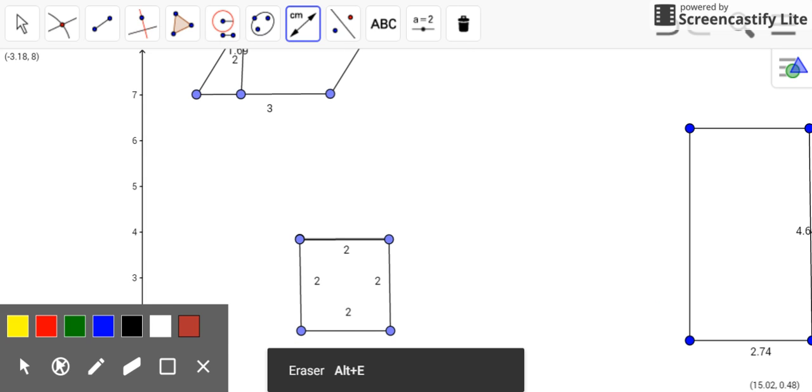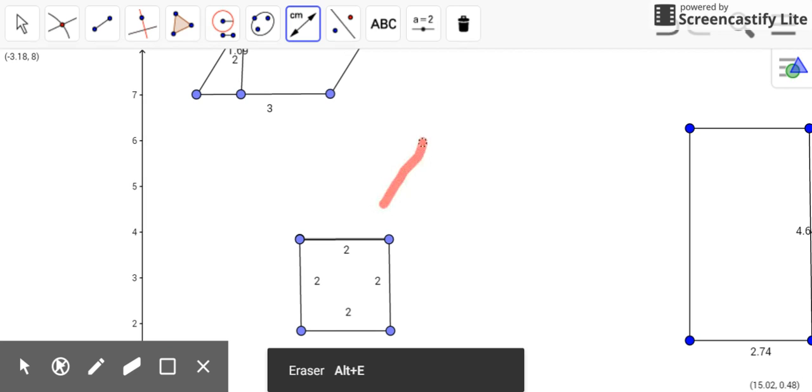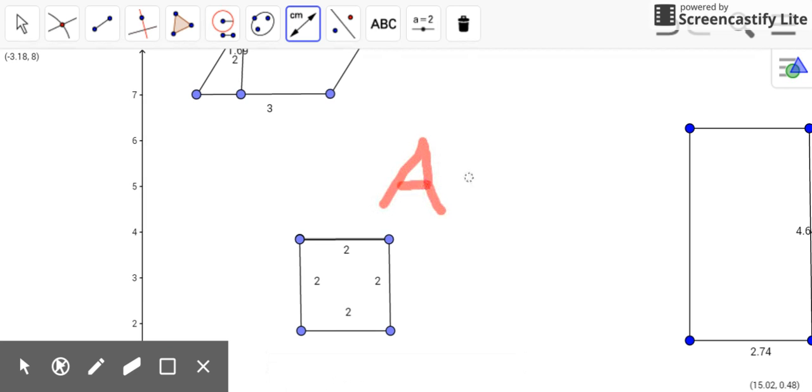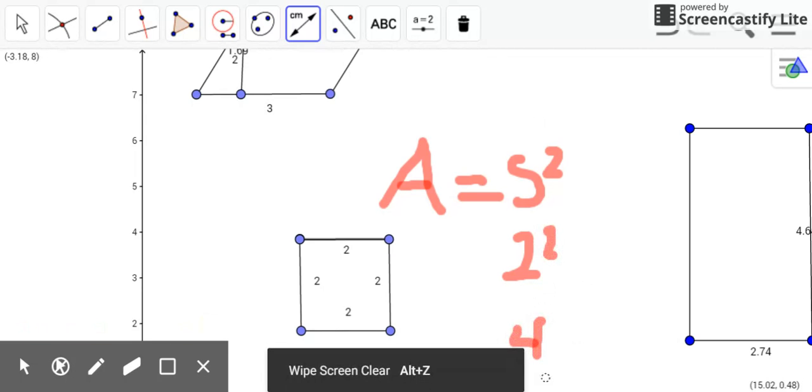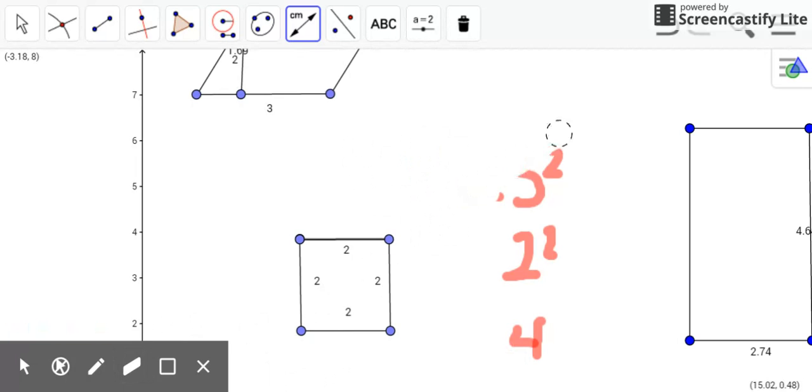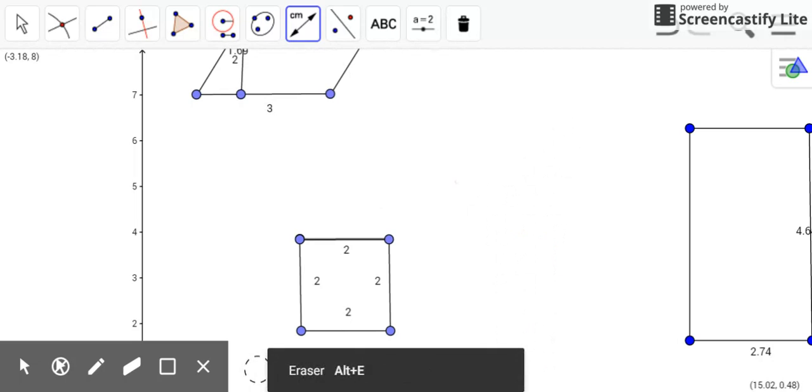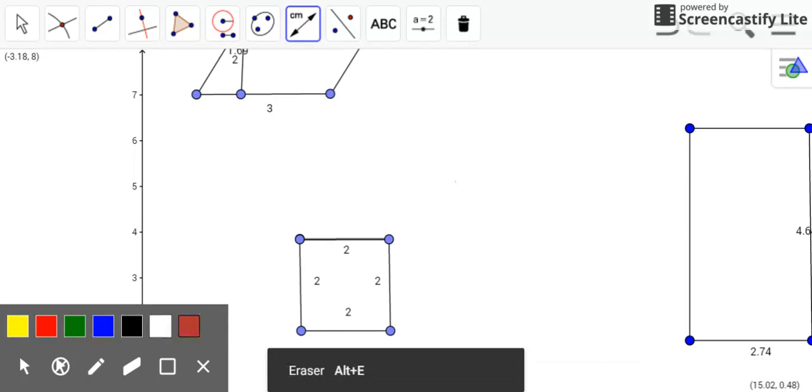The area is just A equals S squared, because all the sides are the same. So A equals 2 squared, which would equal 4. So the area of this shape is 4. Next, we're going to do the rectangle. The area is A equals base times height.